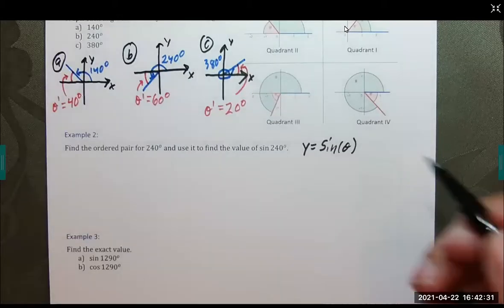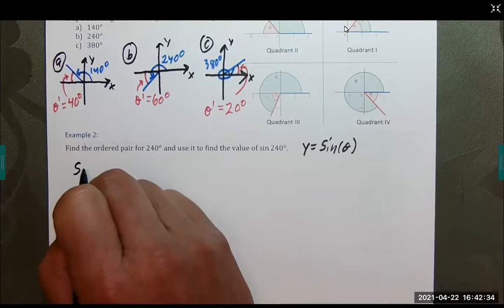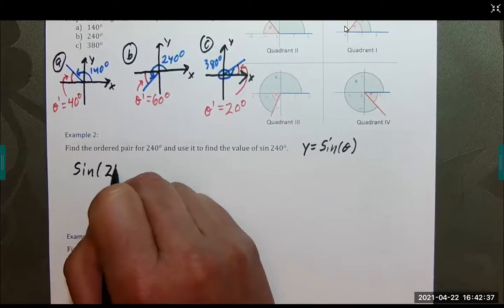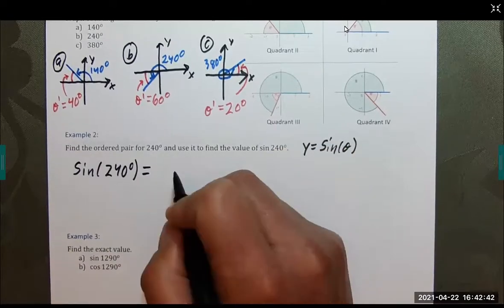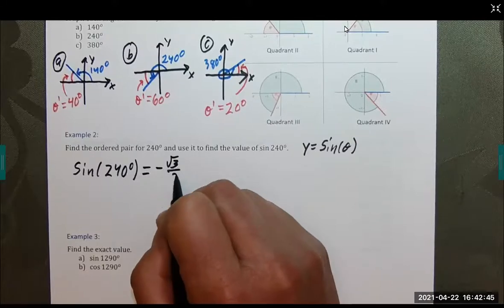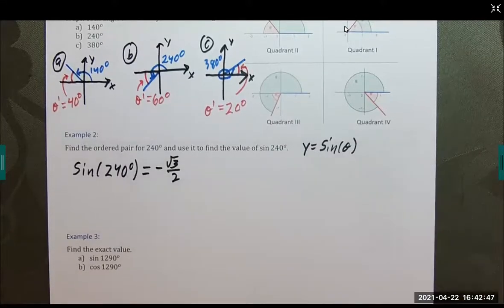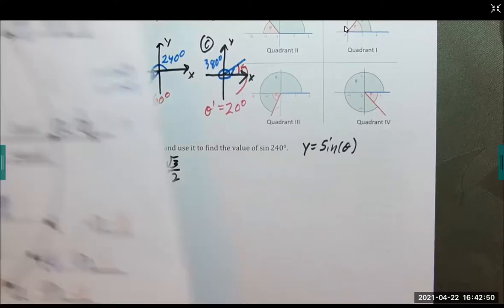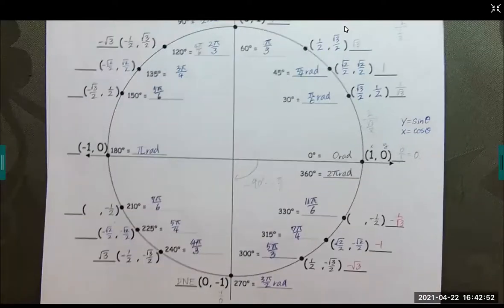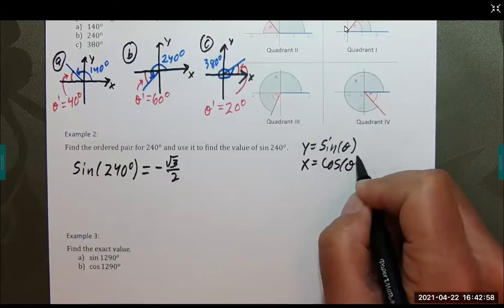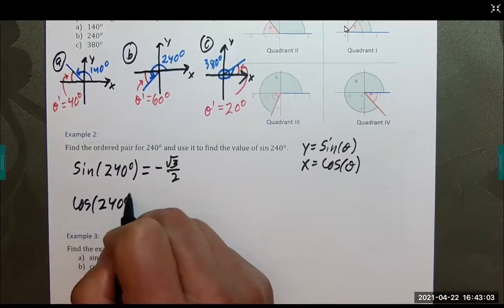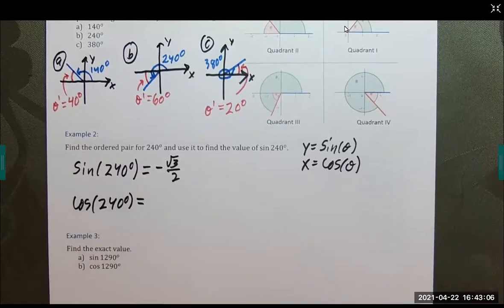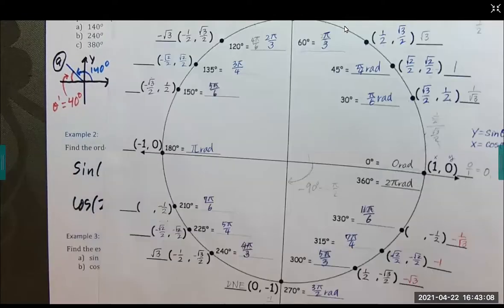So the sine of 240 degrees, note we're in quadrant 3, so it should be negative. And that was negative root 3 over 2. Now it doesn't say, but we could find cosine as well. Cosine is going to be the x. Remember, x equals cosine theta. So the cosine of 240 degrees is the x coordinate here, negative 1/2 at 240.